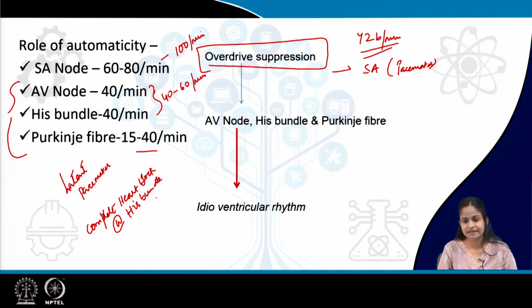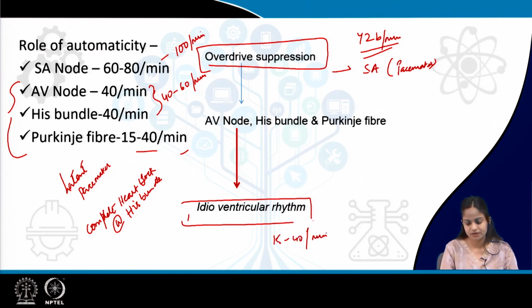So, SA node inhibition is usually removed in cases of heart block or abnormal situations. Like I told you, whenever there is a complete heart block at the level of the His bundle, the ventricles will generate their own rhythm. The rhythm which the ventricle generates, at the rate of 15 to 40 beats per minute, is known as idioventricular rhythm. Normally the question asked is, what is the rate of this idioventricular rhythm? That is the Purkinje fibers, and 15 to 40 beats per minute is the rate of the idioventricular rhythm. So, this is the role of automaticity.